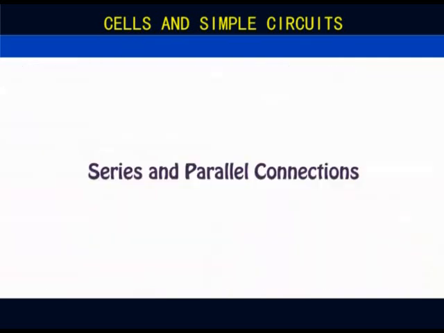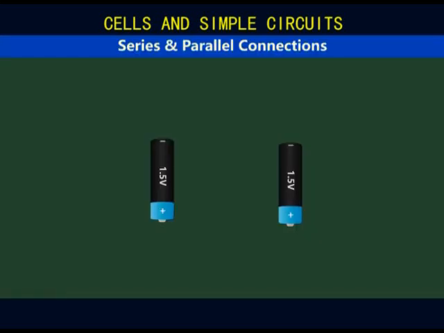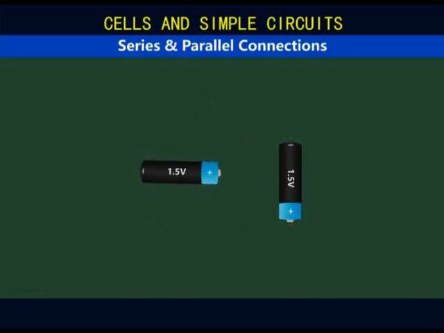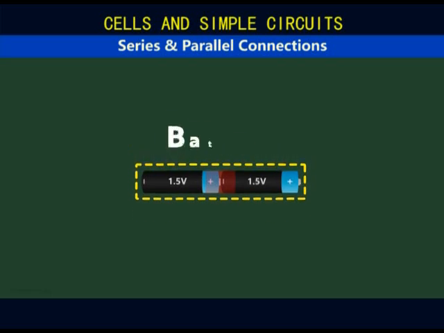Next, we look at series and parallel connections. We take two 1.5 volts electric cells. The region with the metal cap is the positive terminal of the cell, and the opposite side, the region with the flat base, is the negative terminal. We join the positive terminal of one cell to the negative terminal of the other using a tape. This is called a battery.